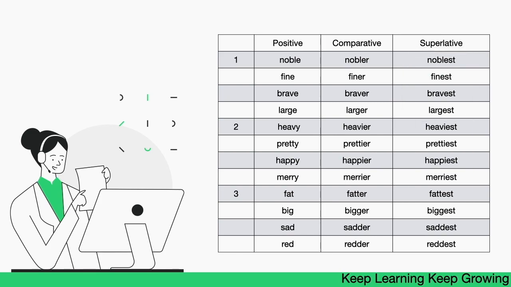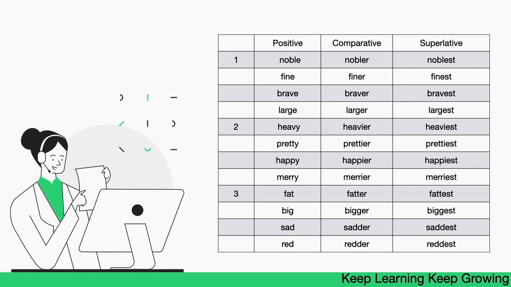Similarly for number 2, all the positives are ending with Y and with a consonant before it. It is ending with Y like heavy, pretty, happy, merry. Y is changed into I before ER in case of comparative, and similarly for the superlative I am adding EST.